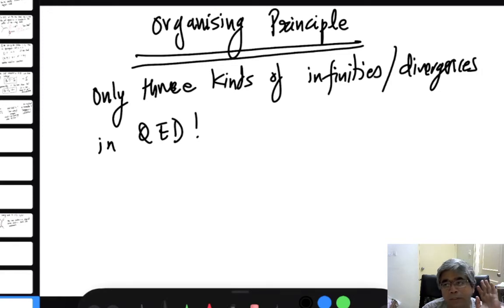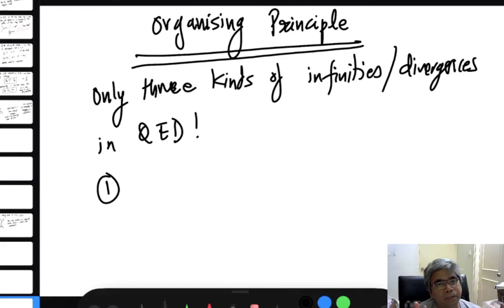So the organizing principle tells you that if you absorb the infinities in these 3, then in any physical process, the infinities at order alpha squared are completely gone. This is an important statement: if you absorb the three kinds of infinities, and there are enough parameters in your theory, then the infinities in all possible physical processes are not there.